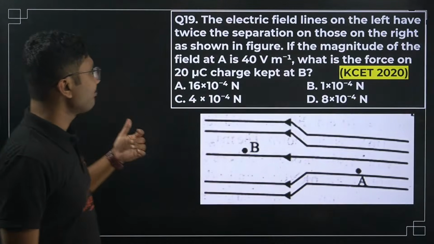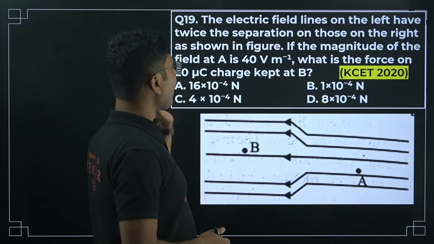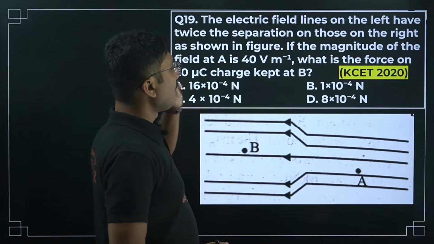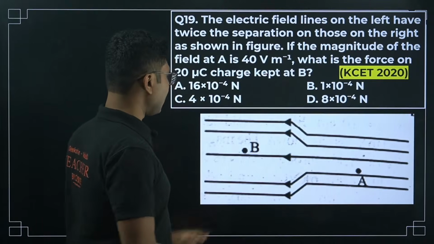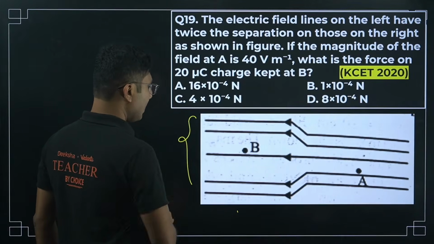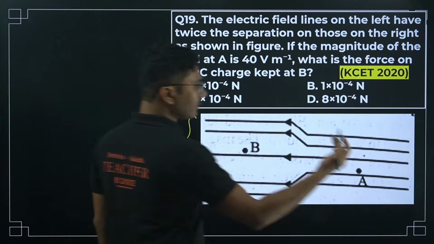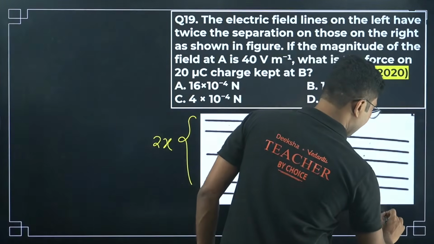Now the next question: the electric field lines on the left have twice the separation of those on the right. So whatever is on the left has twice the separation. Suppose the separation is 2x, and on the right hand side the separation is x.